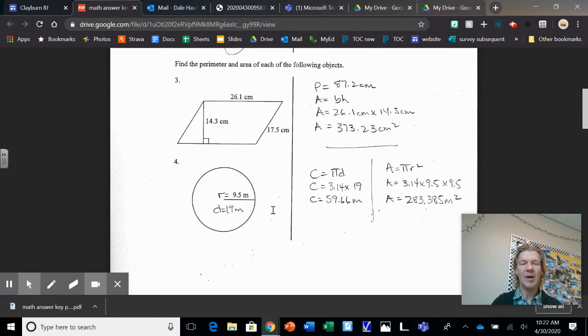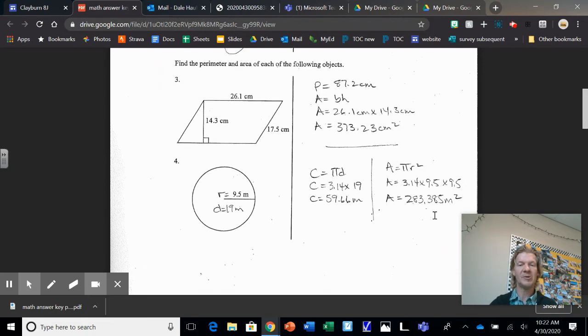Okay. This one, perimeter is called circumference in circles, and I need the diameter. So the radius is halfway across, which is 9.5. The diameter is all the way across, which would be 19. Okay. So circumference equals pi times diameter. So circumference is 59.66. That's the distance around the circle. The area, the number of squares inside, is going to be pi r squared. So 3.14 times 9.5 times 9.5. The area is 283.385 meters squared. That's it. That's that whole first page.